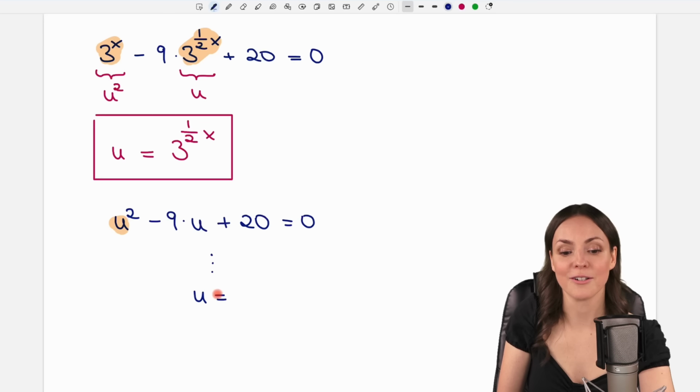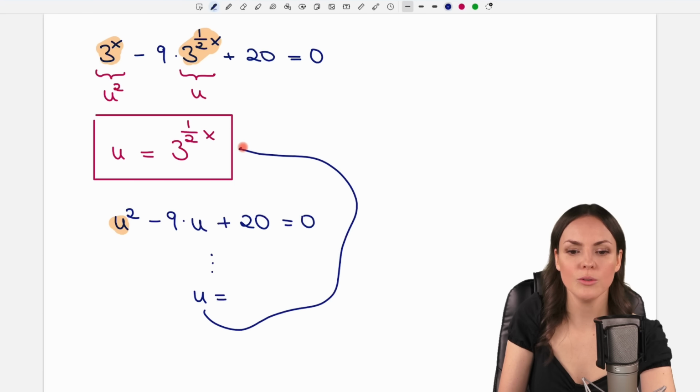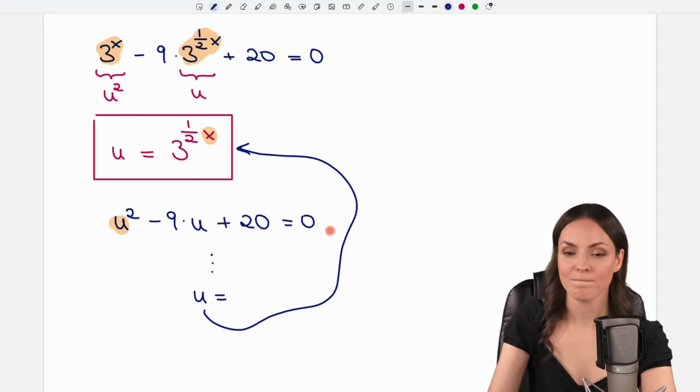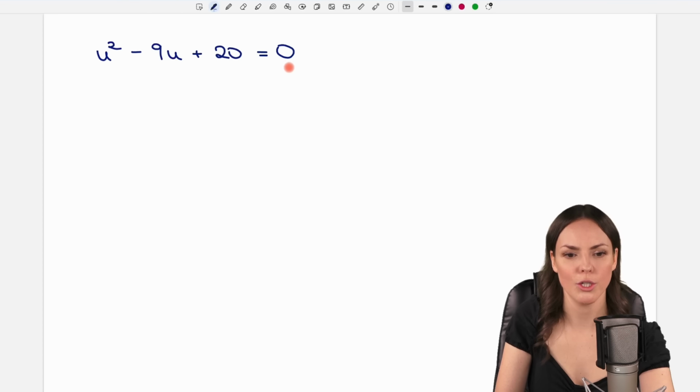But if we have our solutions for U, we can go back to our substitution here and use this equation to find our solutions for x in the end then. So that's how substitution works. You make things easier first, you solve easier equations, and go back to your substitution and find the solutions that you were looking for in the end. Okay, a lot of things to do, so take this equation and let's solve this for U.